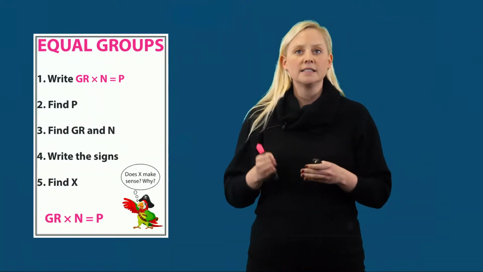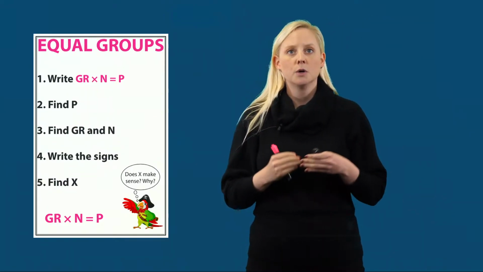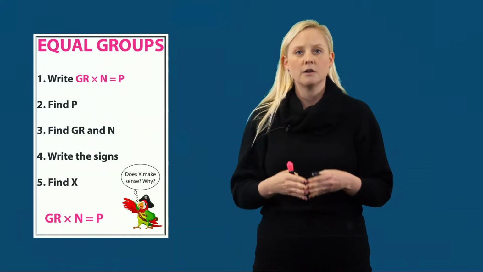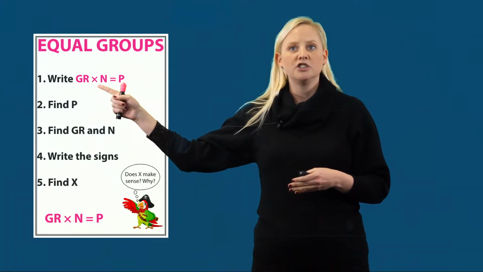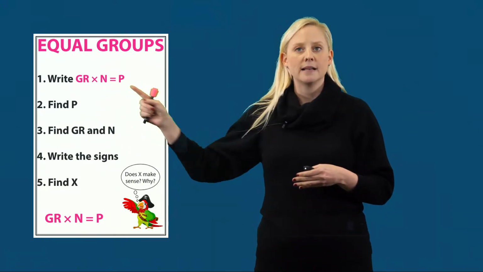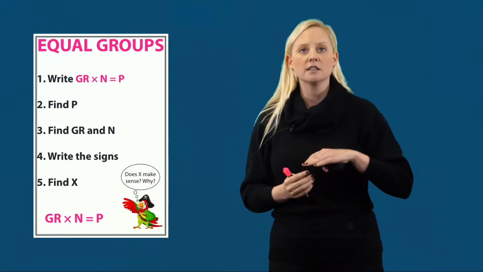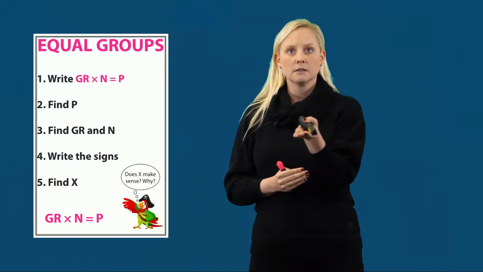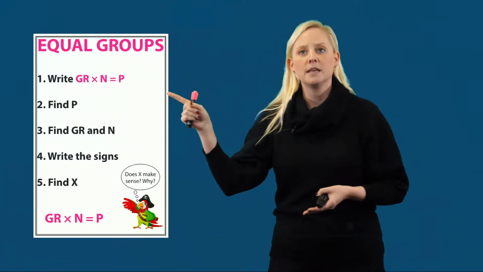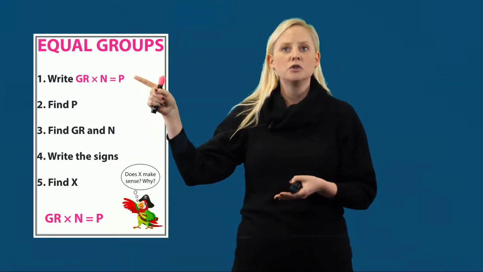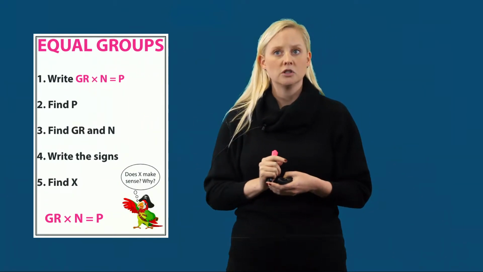Before we solve that, let's take a look at our equal groups poster. We use the equal groups poster when we're solving any equal groups problem. The first step says write GR times N is the same as or equals P. The GR stands for the groups, the N stands for the number in each group, and the P stands for the product. So students will first write the equal groups equation.